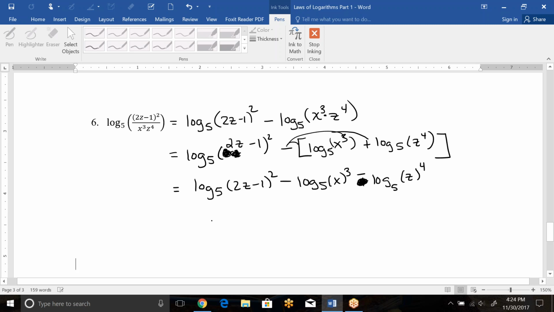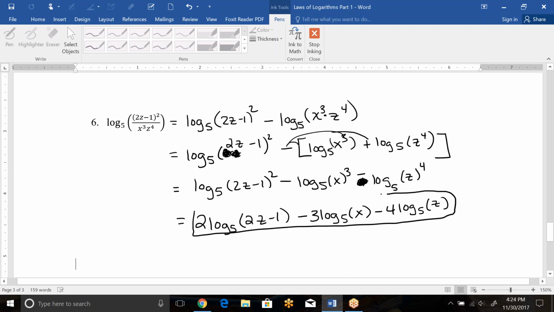And then we would want to pull our powers to the front. So this would be 2 log base 5 of 2z minus 1 minus 3 log base 5 of x minus 4 log base 5 of z. And that's expanded out as far as we can go.